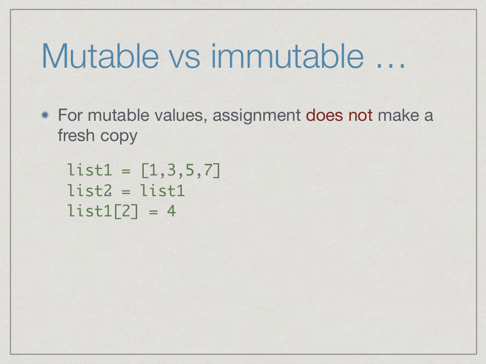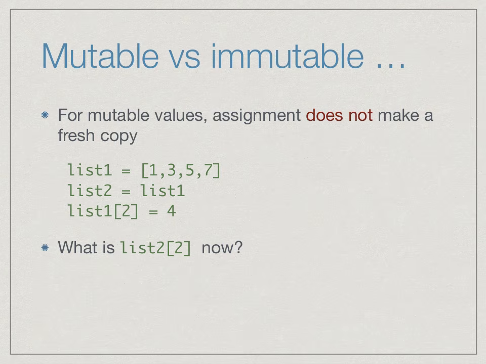Then we say that list 2 is the same as list 1. So if we had this copy notation, now we would have two copies of the list. Suppose we now use the mutability of list 1 to change the value at position 2, namely this value, to 4. The question is, what has happened to list 2? Is list 2 the same as before, namely 1357, or has list 2 also become 1347 like list 1?